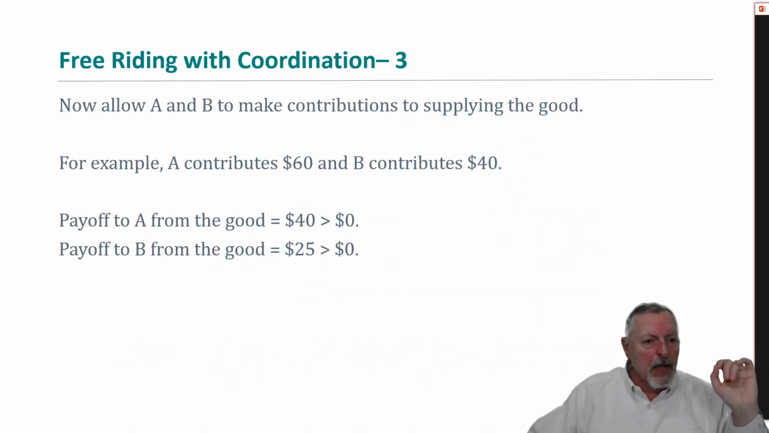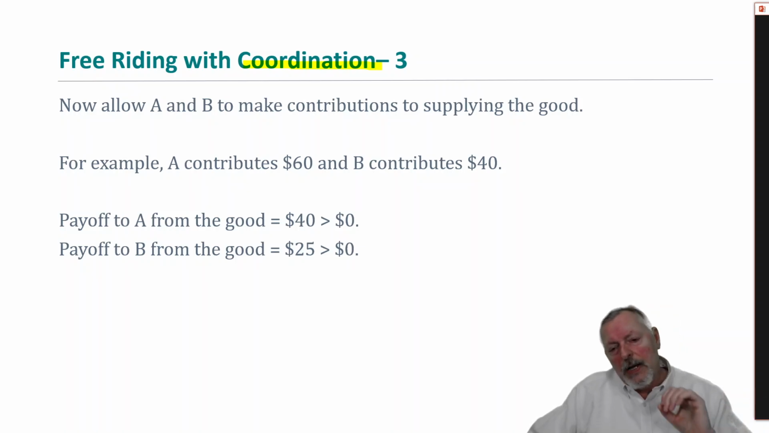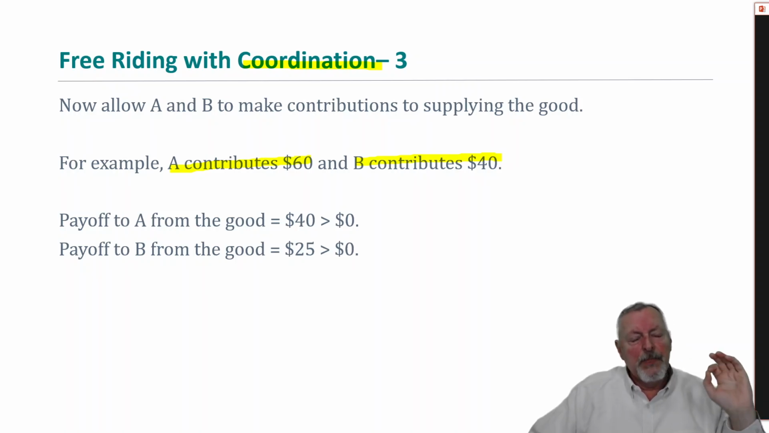But now, assume that they can coordinate. They can talk to each other. They can negotiate. So now, they don't have to pony up the whole price by themselves. They can each pay part of the price. Maybe they come to this agreement that A will put in 60 and B will put in 40. Totals 100. They can buy the AC unit. But now they have to make individual choices whether to contribute those amounts.